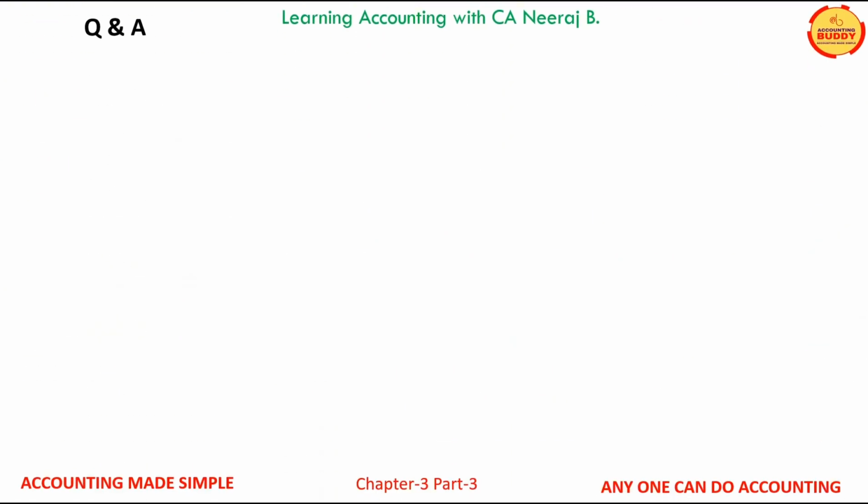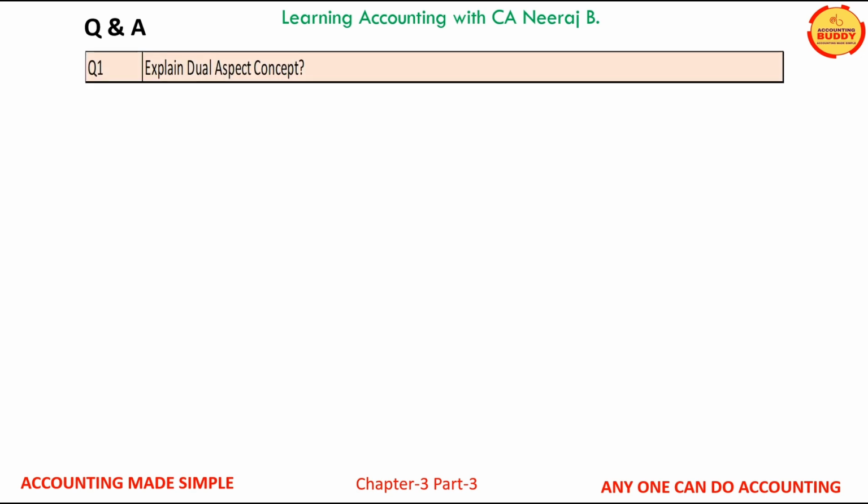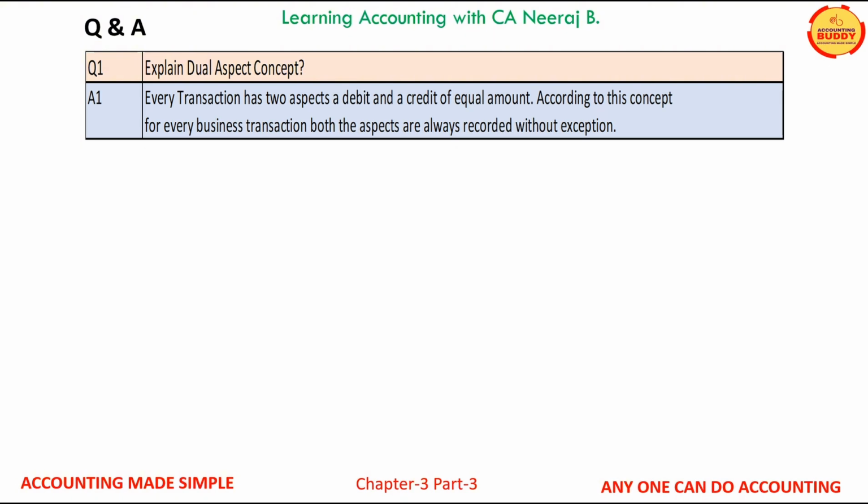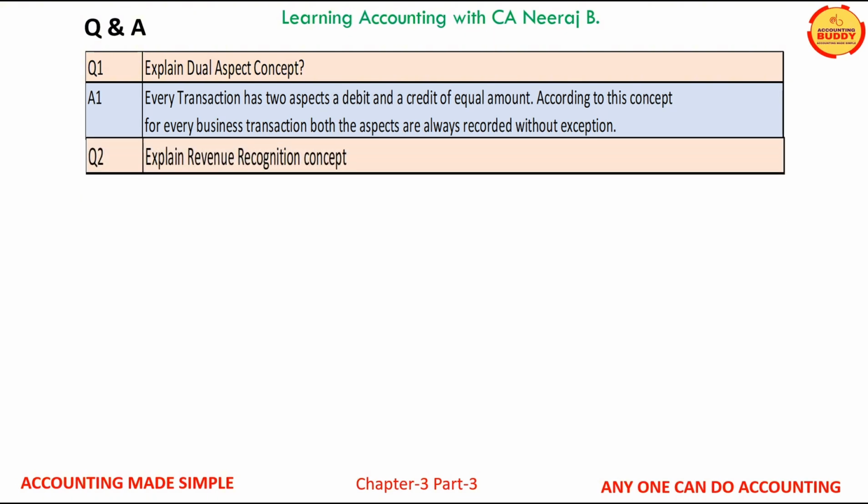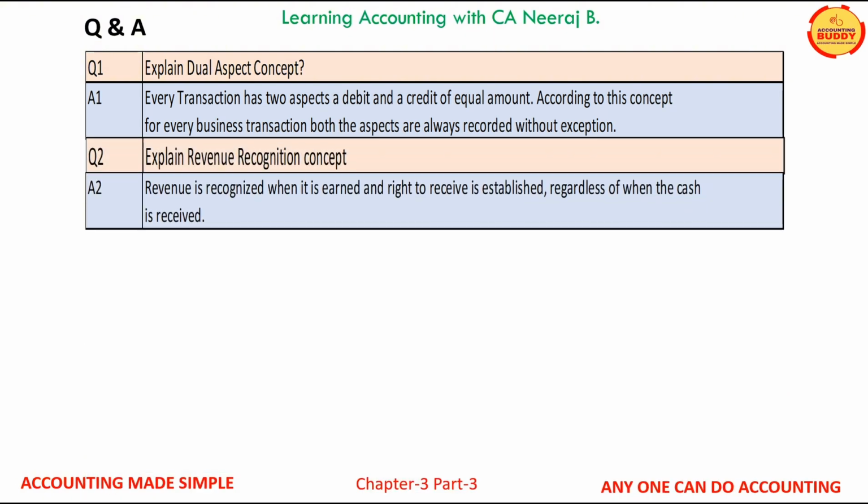Let us answer few questions related to the topics which we have discussed in this video. Question number 1, explain dual aspect concept. The answer is every transaction has two aspects, a debit and a credit of equal amount. According to this concept, for every business transaction, both the aspects are always recorded without any exception. Question number 2, explain revenue recognition concept. The answer is revenue is recognized when it is earned and the right to receive the money is established, regardless of the fact when the cash is actually received.